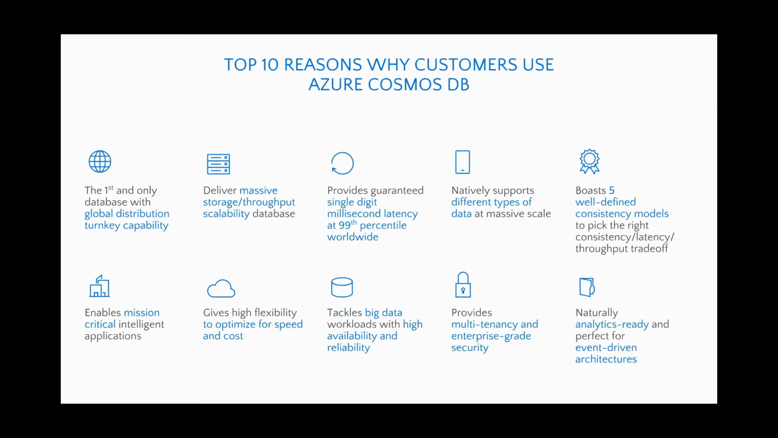So those are the reasons you can choose Cosmos DB for your database, especially your graph databases. We're the first and only database with global distribution at a turnkey capability, meaning that it's clicks away for it to be distributed. We deliver massive storage and throughput, provide low latency, support many different types of data, have 5 consistency models, and this will enable your mission-critical applications optimized for cost using the cloud, even address big data with the Spark integration, and enterprise-grade security for your data to be completed for your modern application.